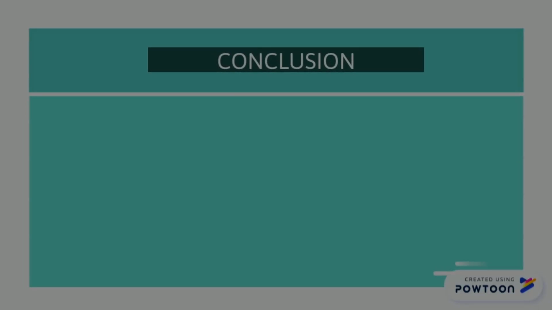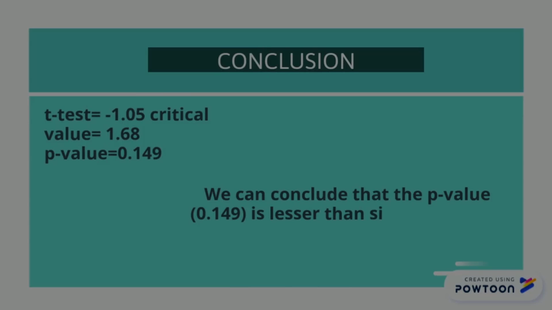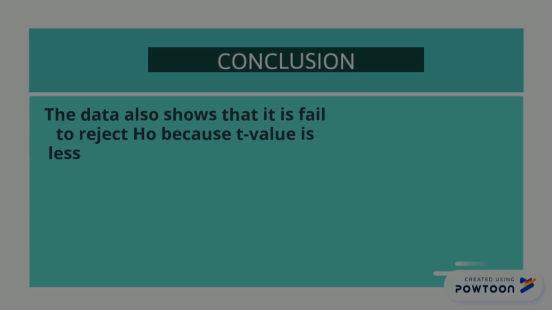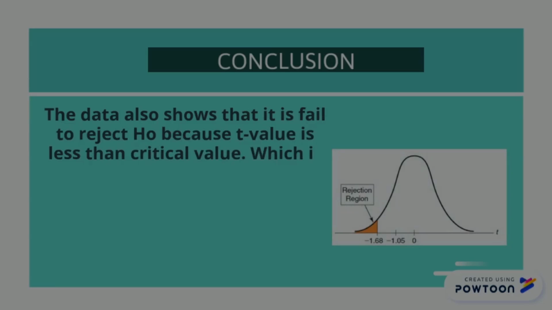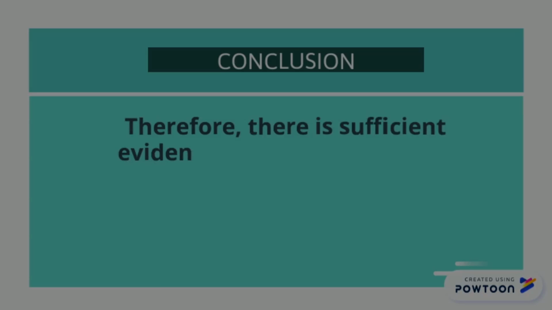The t-test is equal to negative 1.05, and the critical value is equal to 1.68. The p-value is 0.149. We can conclude that the p-value of 0.149 is greater than the significance level, which is 0.05. The data also shows that we fail to reject H0 because the t-value is less than the critical value, which is, the t-value does not fall into the rejection region. Therefore, there is sufficient evidence to conclude that the average response time to receive calls can be less than 25 minutes.